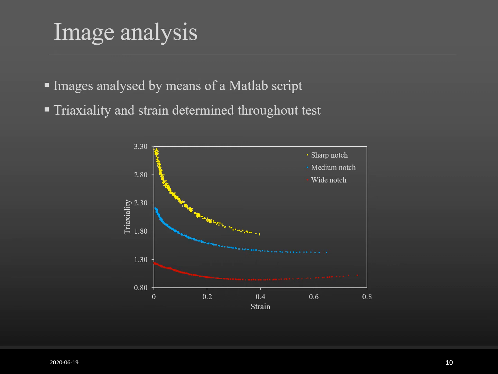An example of the distribution of strain against triaxiality is shown here for each of the three notch geometries. In all cases, the triaxiality decreases with increasing strain for most or all of the test, as the notch radius increases under tension. In the wide notch, the triaxiality increases towards the end of the test. This is because localized necking occurs in the center of the notch, so the minimum notch radius begins to decrease.